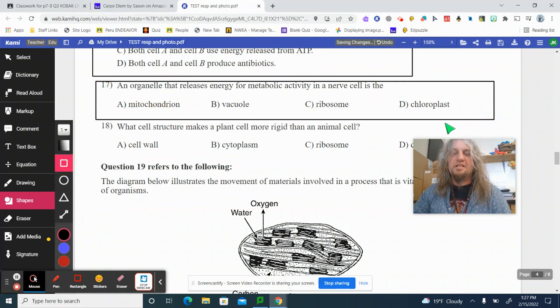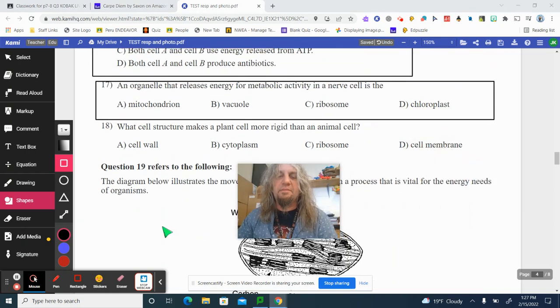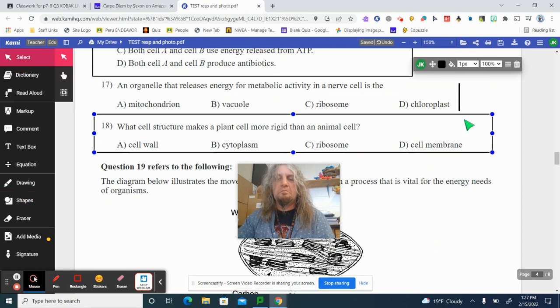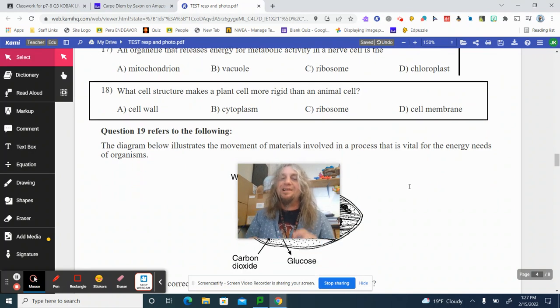We're on question 17. An organelle that releases energy for metabolic activity in a nerve cell is the A, mitochondrion, B, vacuole, C, ribosome, D, chloroplast. Question 18. What cell structure makes a plant cell more rigid than an animal cell? A, cell wall, B, cytoplasm, C, ribosome, D, cell membrane.